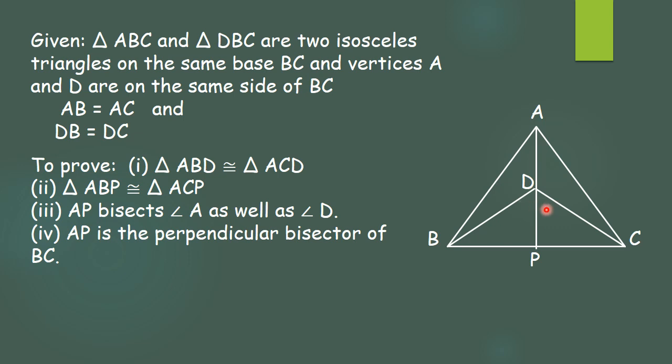And the fourth part, what they've asked to prove is that AP is the perpendicular bisector of BC. Perpendicular, the word itself says that this angle is 90. It means we have to prove that angle APC is 90. And bisector means dividing BC into equal halves. It means we have to prove BP is equal to PC. So we have to prove that P is the midpoint of BC and AP is perpendicular to BC. Then we can say that AP is the perpendicular bisector of BC.